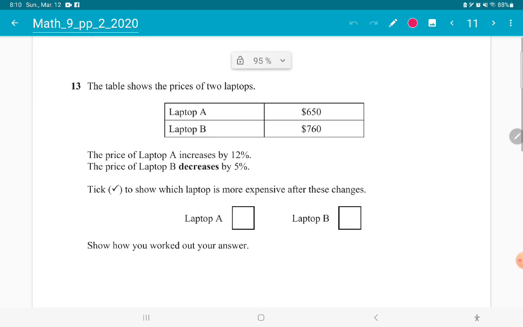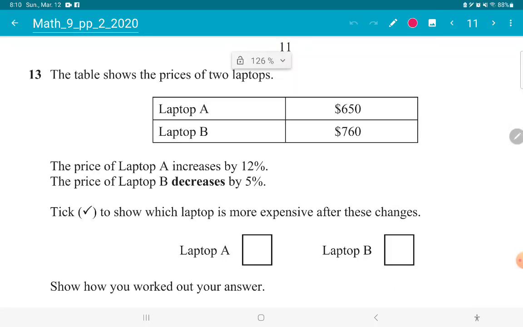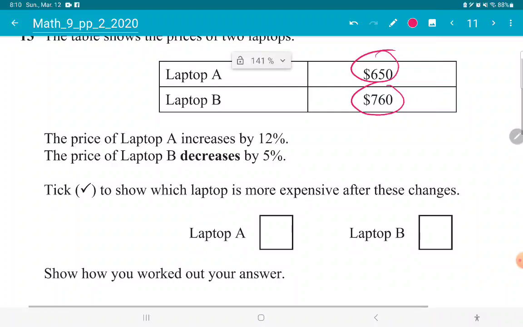And number 13. Two laptops, A and B, $650 and $760. What happened to them? The price of laptop A increased by 12%. Okay, the price of laptop B decreased by 5%. Calculate and find which one has the higher price after.